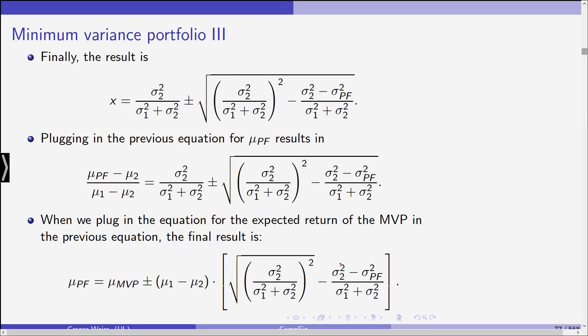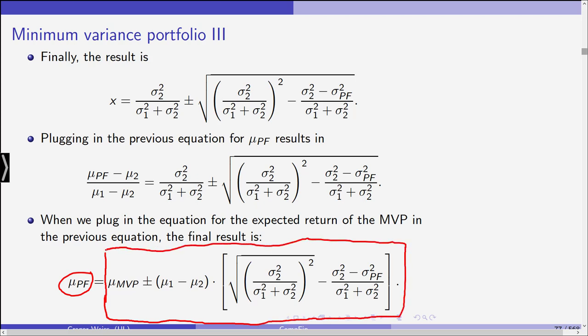So the final result is X, the weight of stock 1 in the portfolio in case of rho equal to 0, equals this. And if you now plug in the previous equation for mu PF, we're interested in the expected return of the portfolio. We get an expression where we have the minimum variance portfolio plus or minus this huge expression. And we do not care much about this.